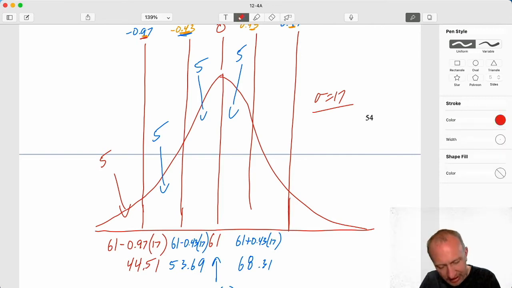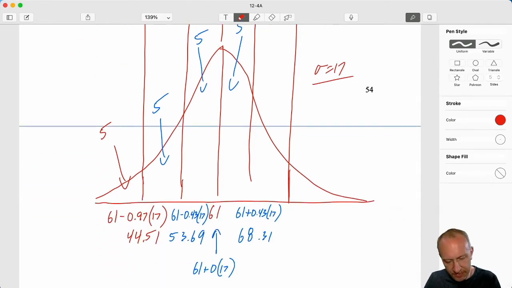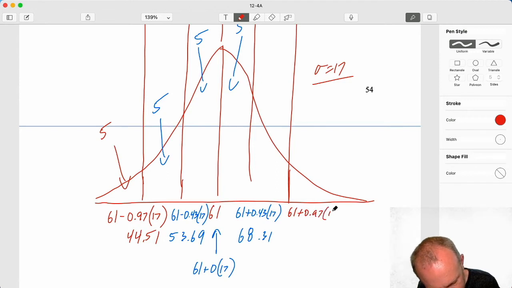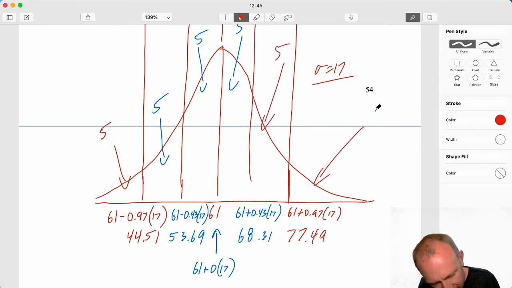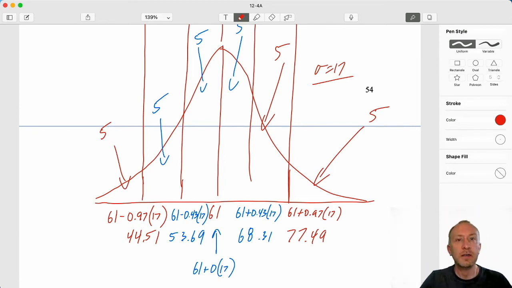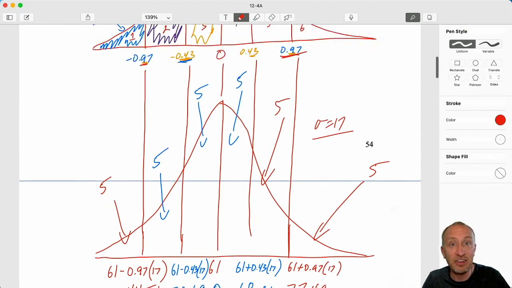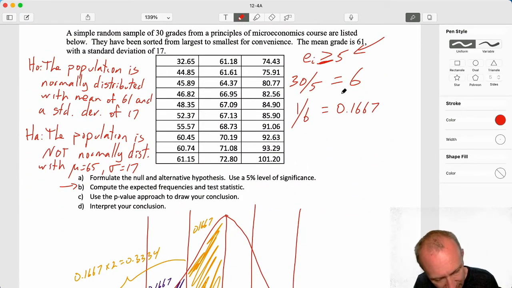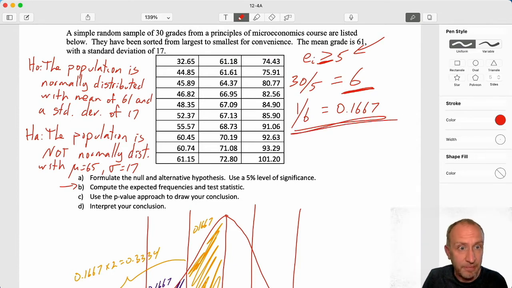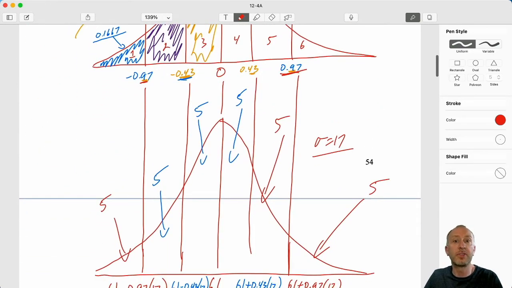The last point up here is plus 0.97. So 61 plus 0.97 times 17 gives me 77.49. And I'd expect 5 here, and I would expect 5 here. So there we have our intervals, and those intervals were obtained by specifying that we want those expected frequencies of 5 in each of those intervals. Having those expected frequencies preset at 5 in each determined the number of intervals we were going to have, and the level of probability we were going to use in obtaining those 6 intervals.